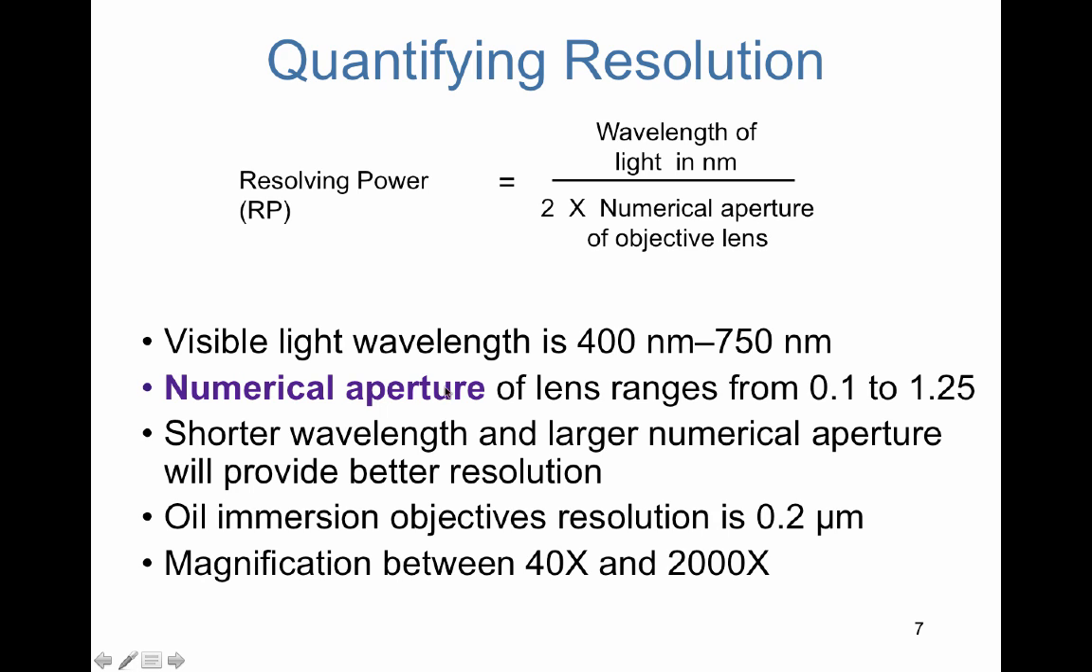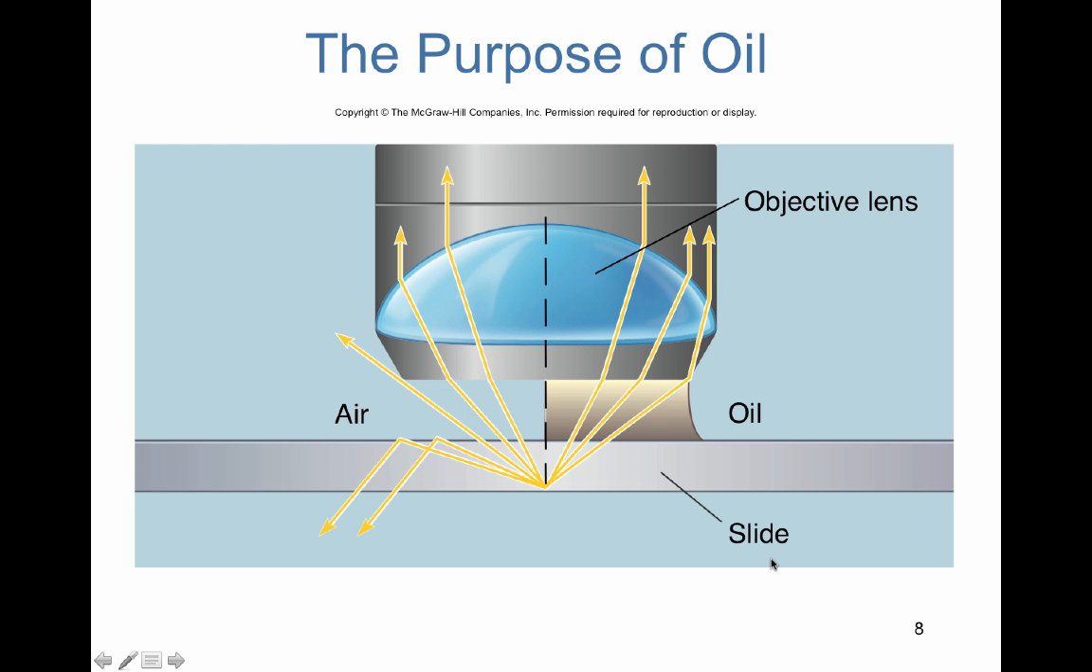Now, typically the numerical aperture of the lens ranges anywhere from 0.1 to 1.25, and visible light is in the spectrum of 400 to 750. So usually for the oil immersion, taking into account this equation, the resolution is around 0.2 microns or micrometers, and the magnification can range between 40 and 2000x. Now the basic compound light microscope goes up to around 1,000 times.